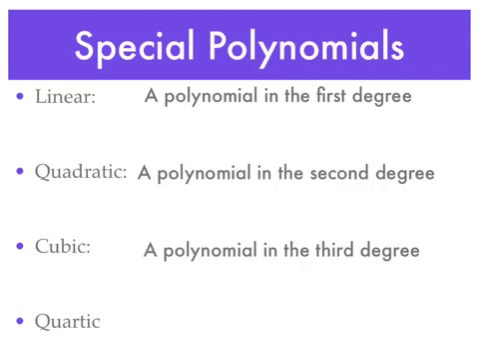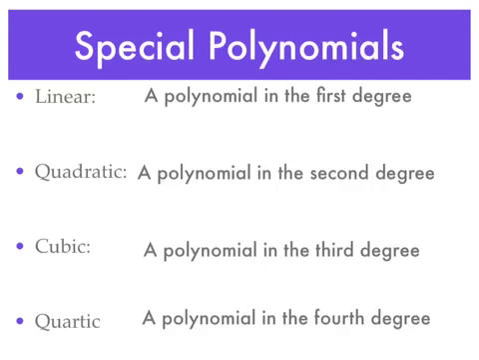Cubic is a polynomial in the third degree, meaning there's an x cubed in there somewhere. And quartic is a polynomial in the fourth degree. Okay, so pretty straightforward there. Give you a second to make sure you have those written down.